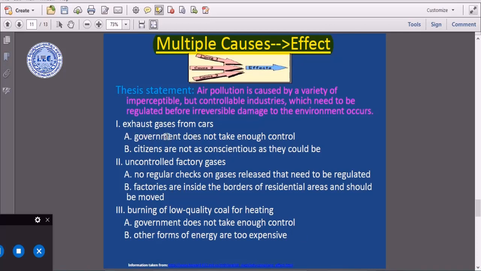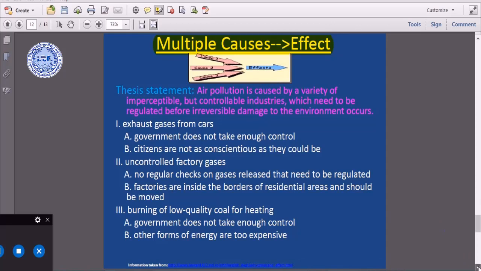So causes and reasons are the same. Number one, number two, number three. Number one is about the gas from the car. Number two is about the uncontrolled factory gases and the burning of low quality coal for heating. So these are the causes of air pollution. Okay. So this is an example.